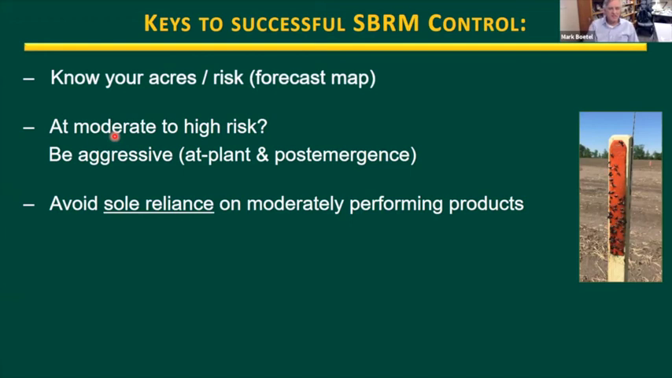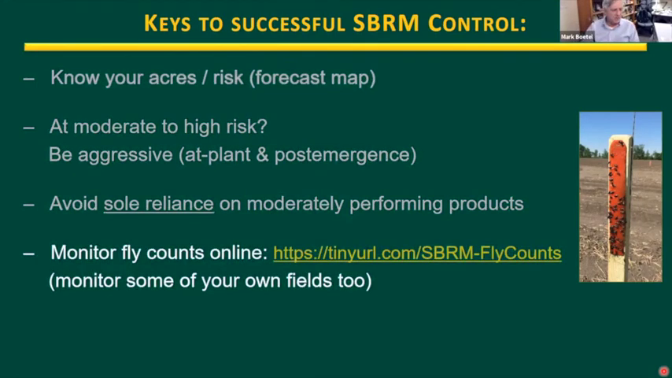With that, the keys to good control of the root maggot, I would say, know your acres very well, within season as well as historically. If you've got areas that are at moderate to high risk, try to be aggressive with your root maggot control. At-plant protection is a very good way to start the growing season. Another thing I would say, avoid sole reliance on some of the lesser performing products. We've got a lot of data indicating what the better products are for at-plant and post-emergence as well. So just try to be aggressive with managing those populations.